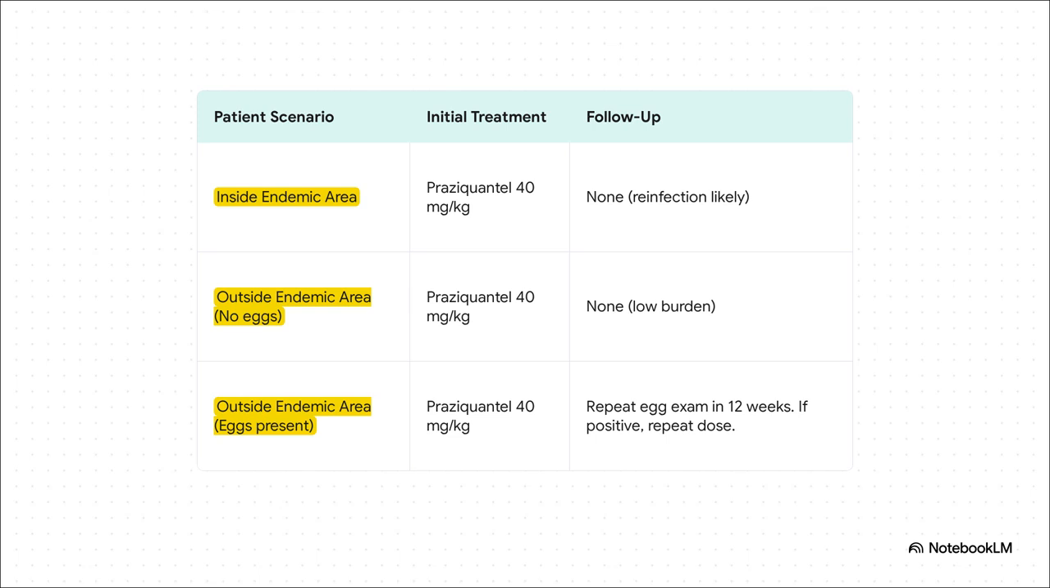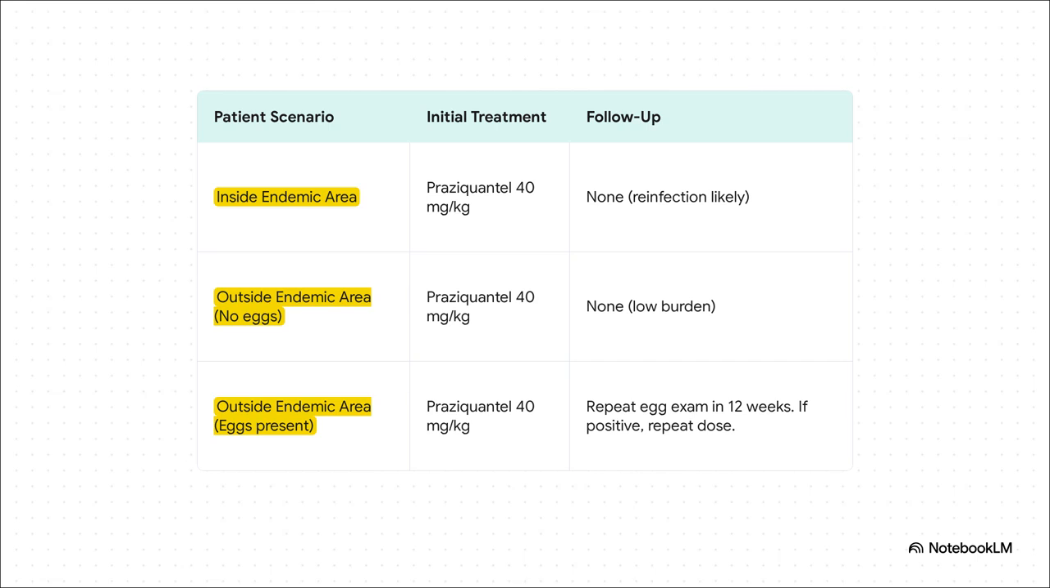I love this table because it just makes your decision process super clear. Let's walk through it. For a patient who lives in an endemic area, you give one dose and you're done. Reinfection is just too likely to chase a cure. Same for a traveler. If you don't find any eggs, one dose is probably enough.